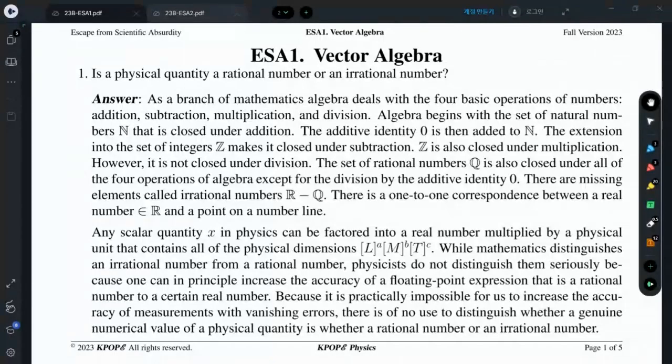Okay, we begin with the vector algebra. We have more or less 5 problems today. Is a physical quantity a rational number or an irrational number? A real number.